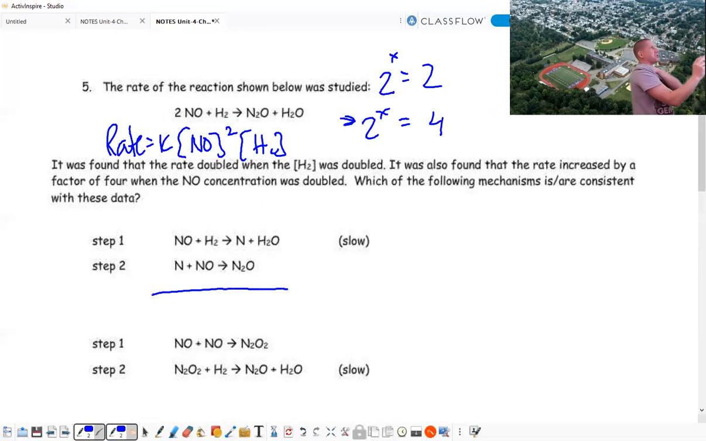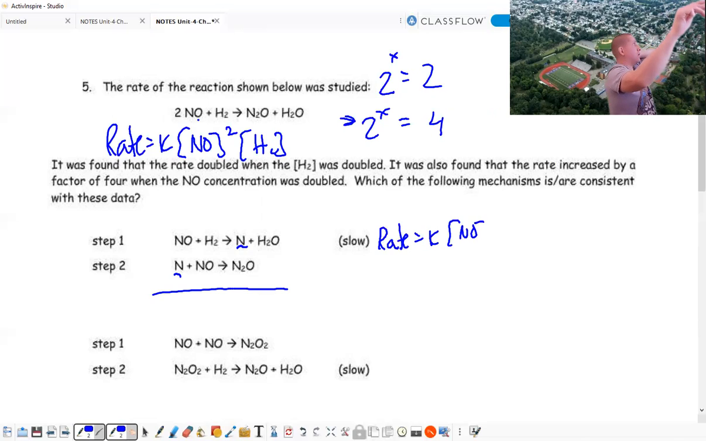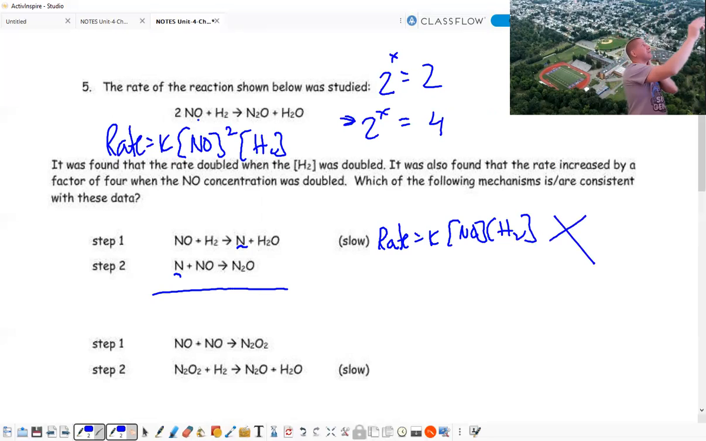Well, first thing we should check is, does the overall reaction work? So I have an intermediate, and you can see I have two NOs, one H2. So the overall reaction is good. Rate equals K times NO times H2 would be the rate law. So nope, because that doesn't have NO squared. What about the next one?